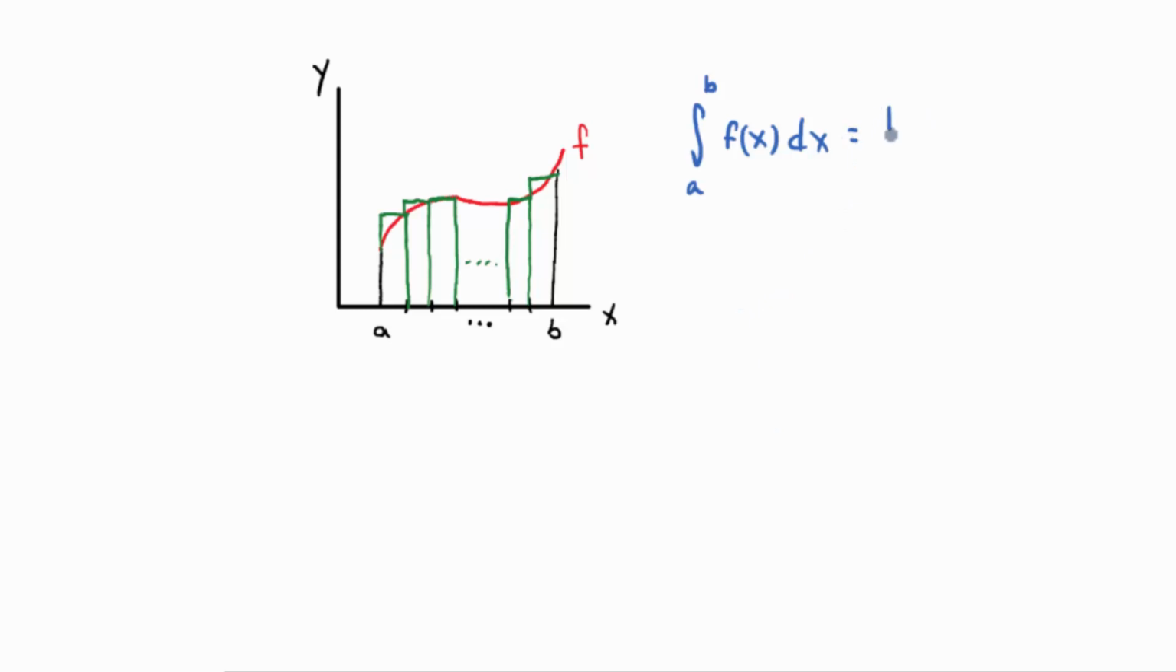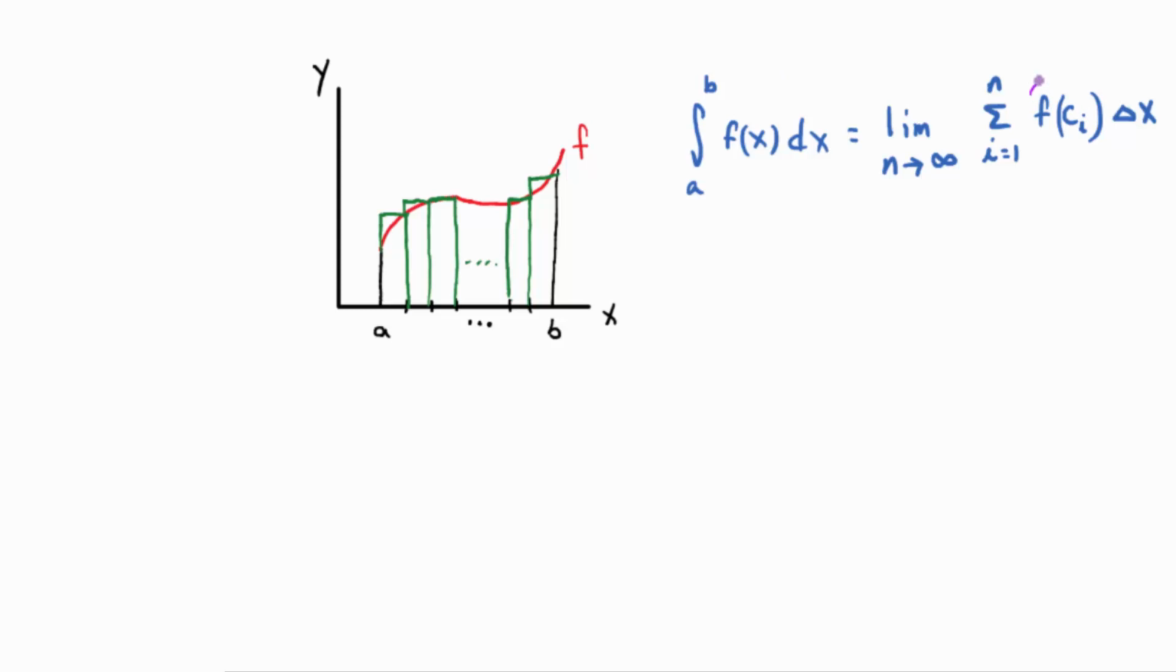So the integral is defined as the limit as the number of subintervals goes to infinity, right? That's the same as saying the number of rectangles goes to infinity, of the sum from i equals 1 to n, otherwise it won't make any sense at all, of, let's say, f of c sub i. So c sub i is some x value inside the ith subinterval, times delta x. Okay, it looks complicated, but all we're saying is this.